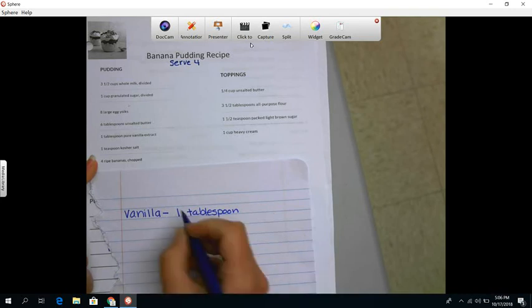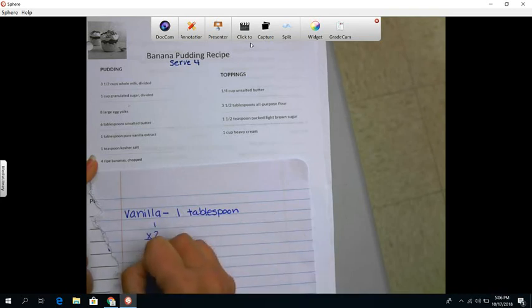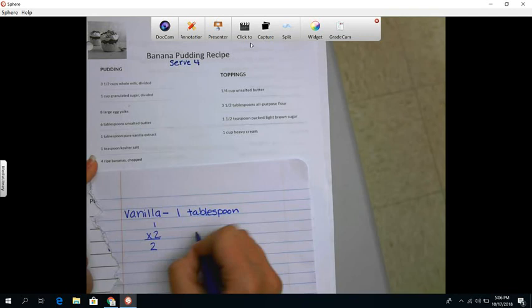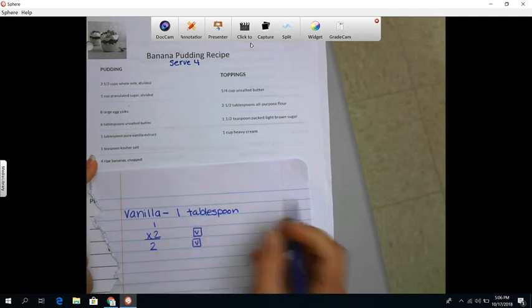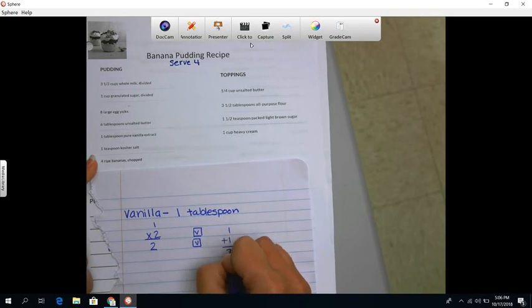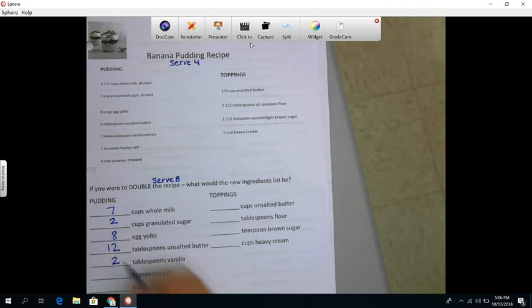Remember, we're still doubling, so that's a times 2. And so 1 times 2 would be 2. We could also label, we need 1 teaspoon of vanilla. We could do 1 plus 1 to get 2. So we need 2 teaspoons of vanilla.